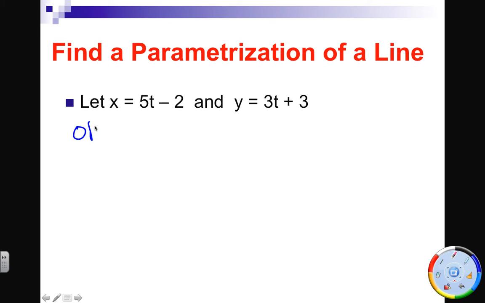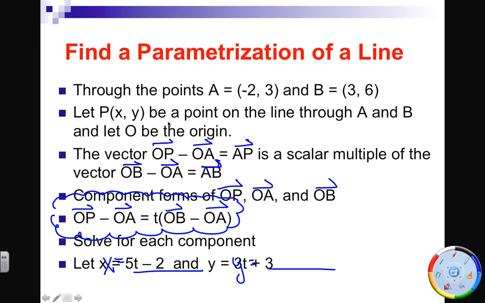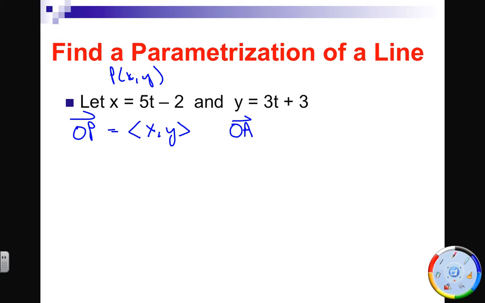Okay, so let's think about the vector OP. Since P is just a point, going from the origin to the point x, y, the vector is just x, y. And then OA, oh, sorry, I did the wrong thing here. This is the problem we should be doing: negative 2, 3 and 3, 6. I wrote the wrong problem down. I ended up actually writing the answer down. Oh well, we'll get the answer.